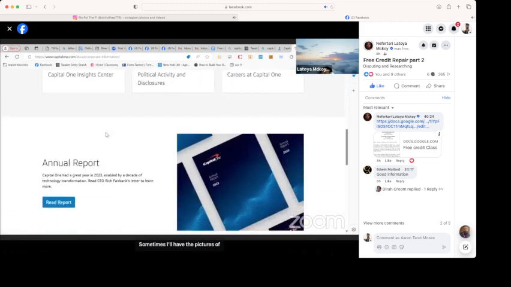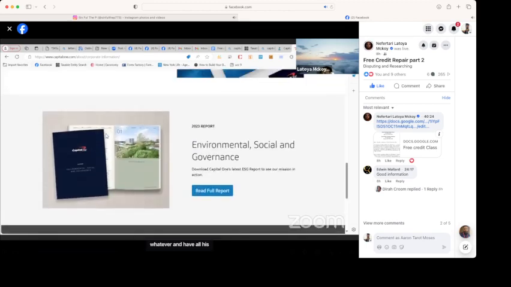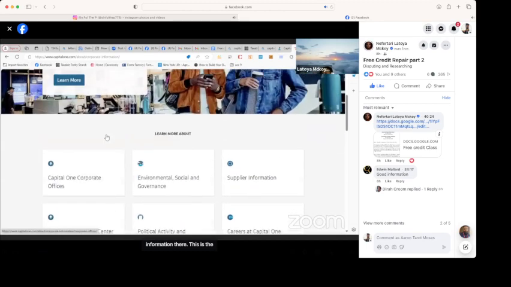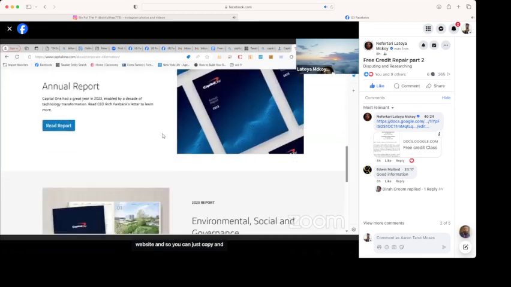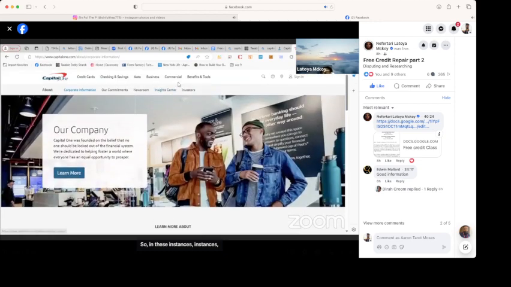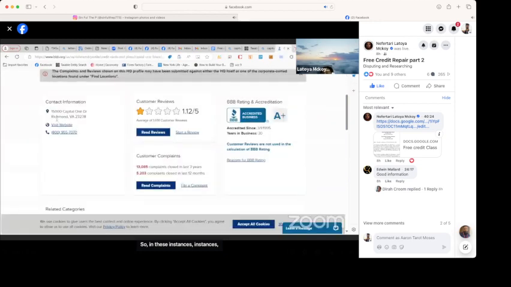Sometimes they'll have the pictures of the chief executive or whatever, and have all his information there. The president of the company. Sometimes they put that on the website, and so you can just copy and paste that. This one doesn't have it, so in these instances, you would just go to the Virginia Secretary of State and look up the information, and it'll give you. You should be able to find the president and stuff, and that's if you wanted to include the president and chief executive name. I don't do all that just for a regular deletion, but you definitely can.